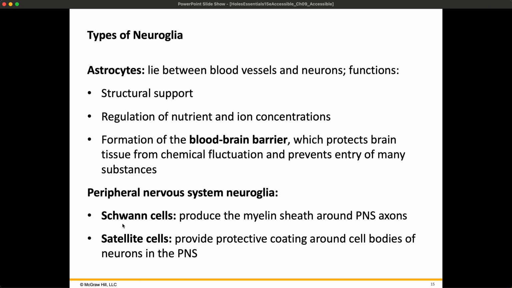The peripheral nervous system support cells are things like your Schwann cells that make the myelin sheath, and the satellite cells that give a protective coating around the cell bodies.